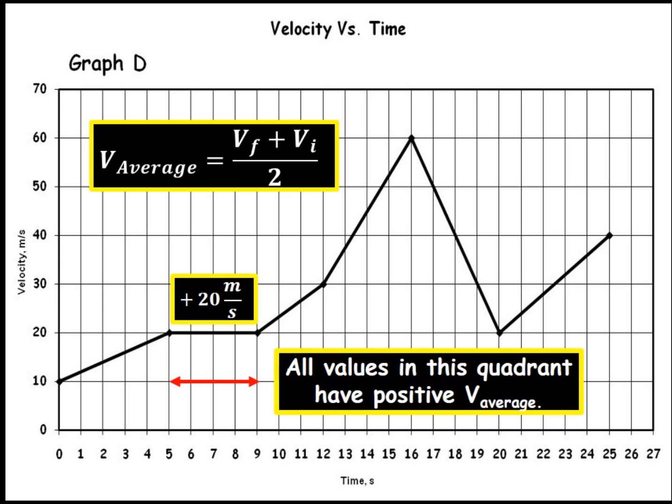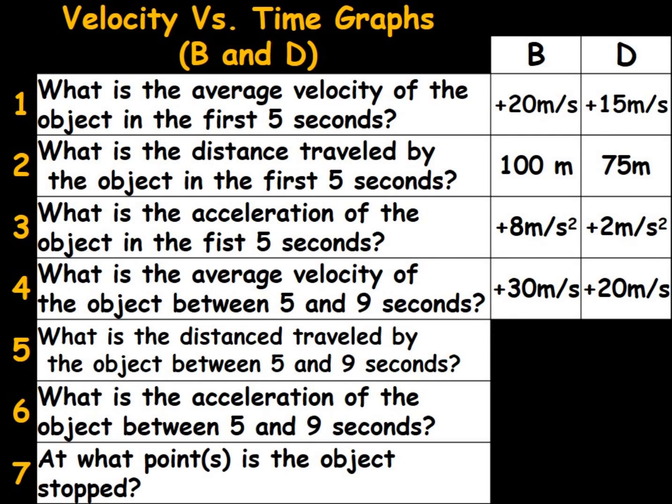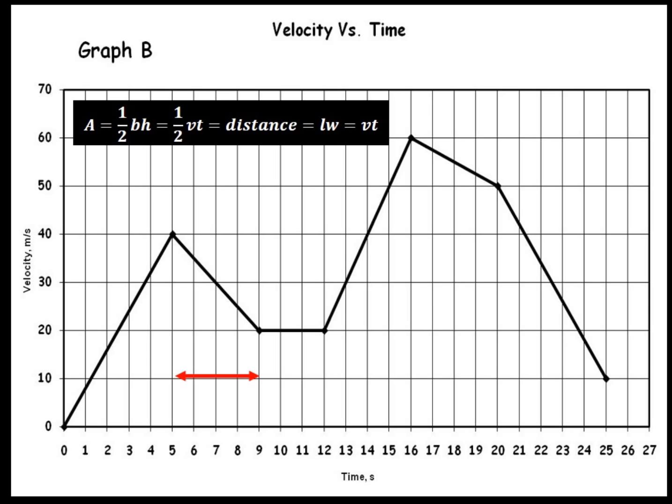Okay, now we're going to do the area underneath this curve as well. Here we have plus 30 meters per second and plus 20 meters per second. What is the distance traveled by the object between 5 and 9 seconds? And we're going to see that it is going to be the area under the curve. Now, did you notice that was horizontal? So it's just going to be a square for graph D.